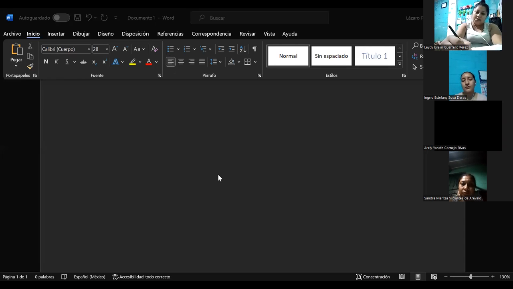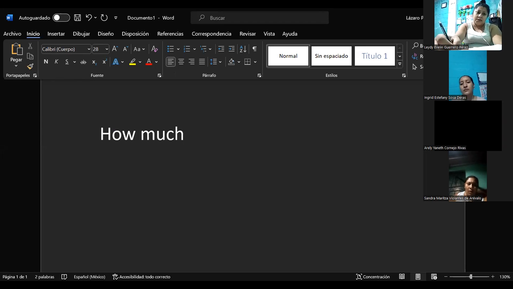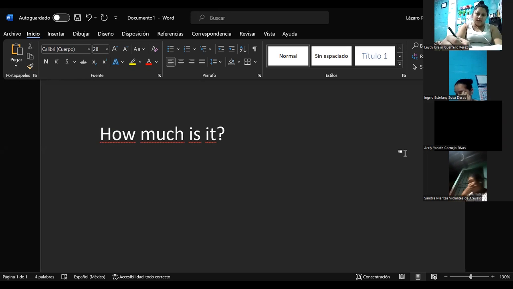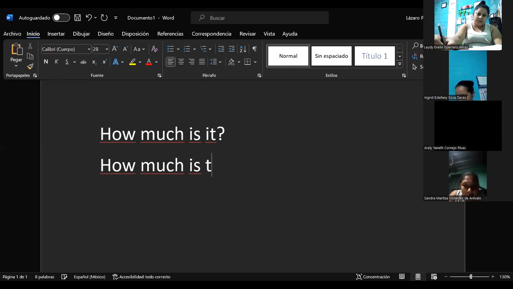Luis, if you go to the mall or to the market, if you want to buy something, what is the question that you ask? How much? Is it? Very good. Ahora, si usted quiere ser más specific about it, what is the question? How much is this? These sunglasses, for example. So is it this or these? This. Okay, very good. Perfect.